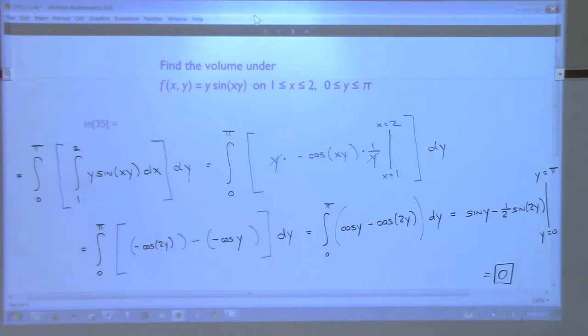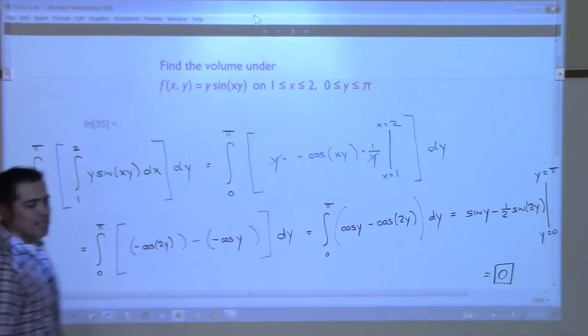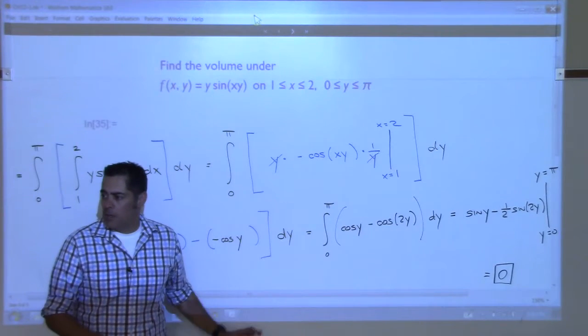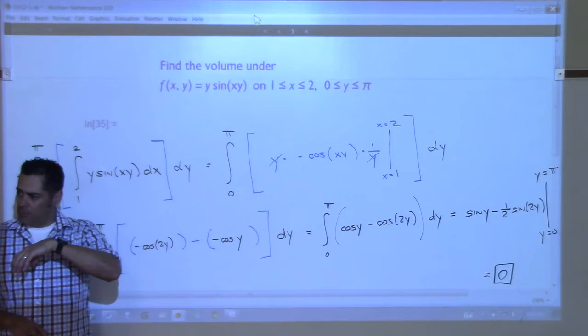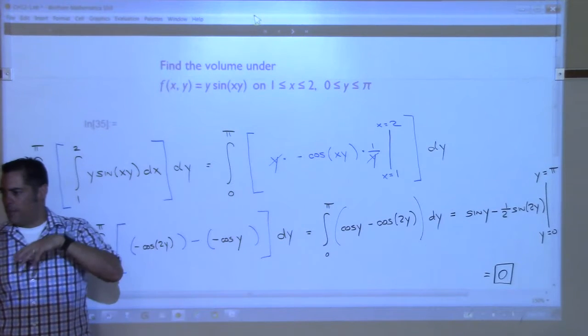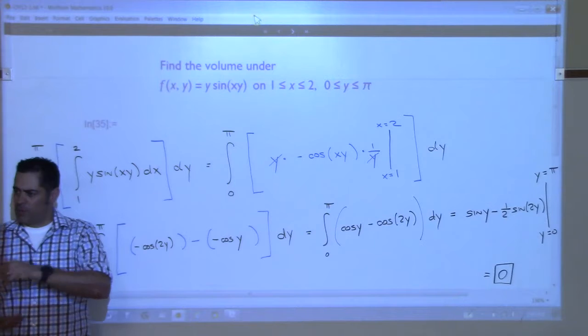Yes? So if they weren't equivalent, what would it look like then? Then we would have gotten a positive answer or a negative answer. If it was a positive answer, that means there was more volume above than there was below. If it was negative, then it would be more below than above. Does that answer your question?